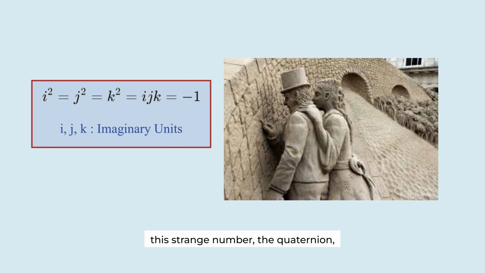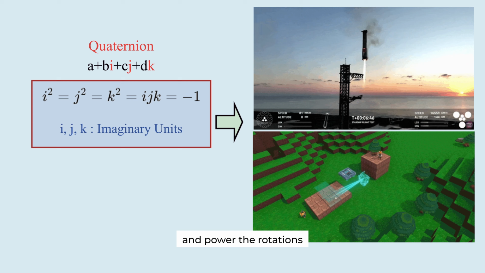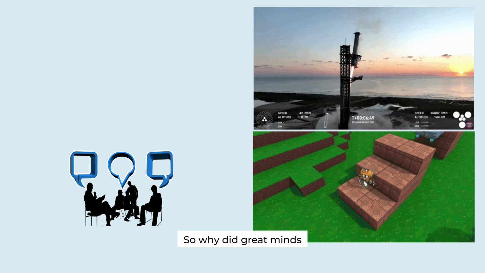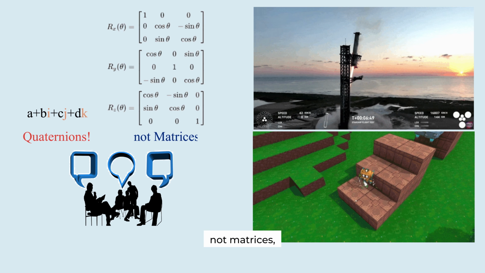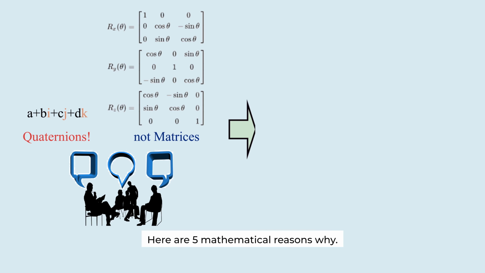This strange number, the quaternion, would one day guide SpaceX rockets and power the rotations inside 3D games. So, why did great minds choose quaternions, not matrices, to describe three-dimensional rotation? Here are 5 mathematical reasons why.